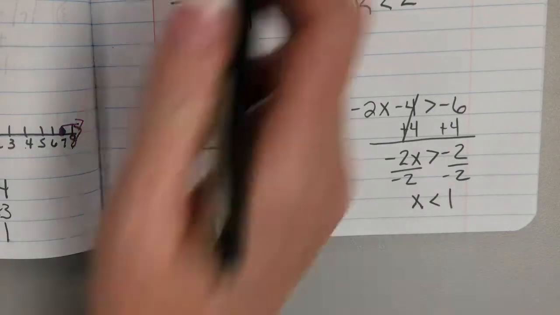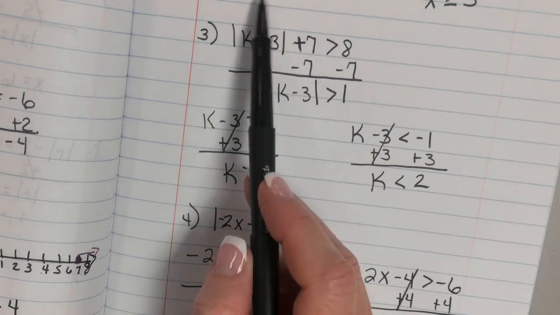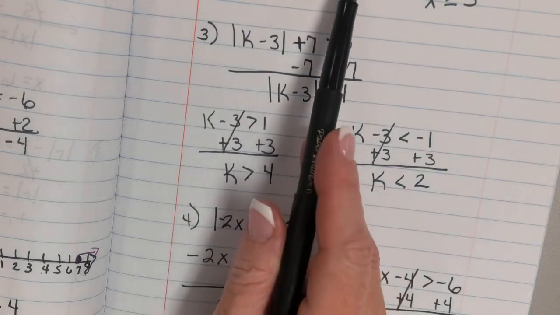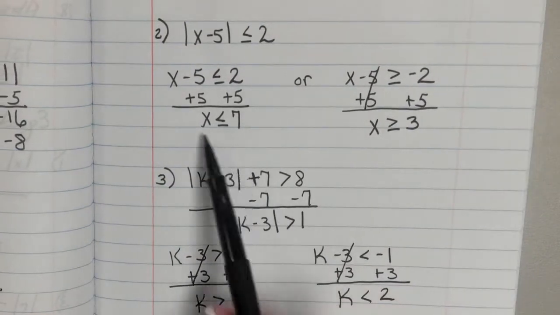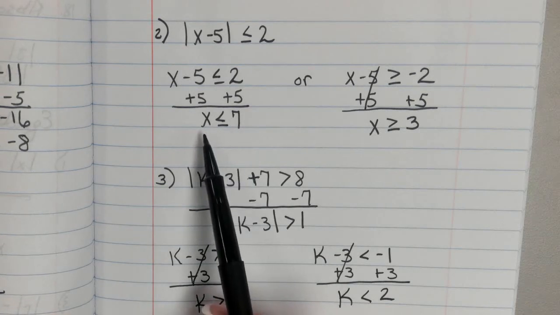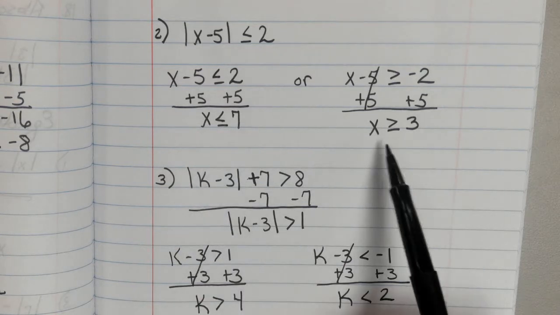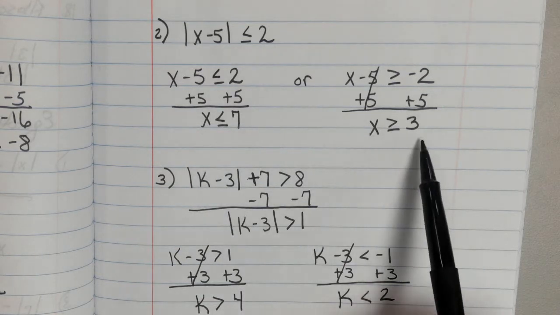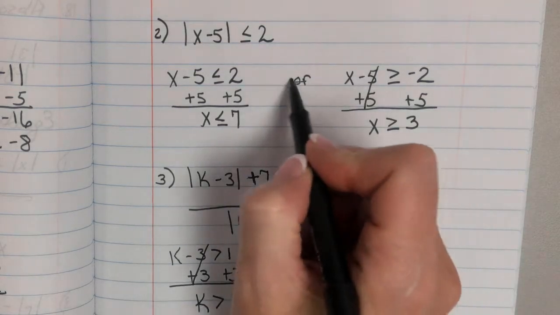No, I didn't write OR. I didn't double check this one. Maybe we should. We wrote OR because you said OR and I went with it. But let's think about it. X is less than or equal to 7. What numbers are less than 7? 6, 5, 4, 3, 2, 1. X is greater than or equal to 3. What numbers are greater? So is this going to be an OR? It's going to be an AND.